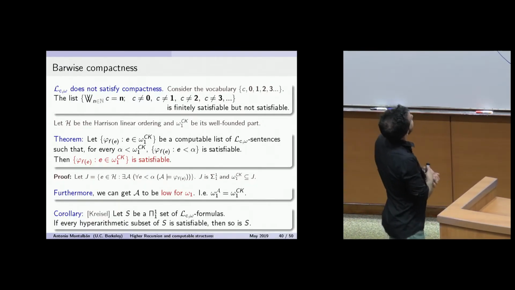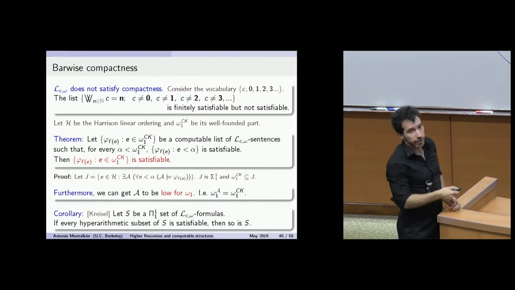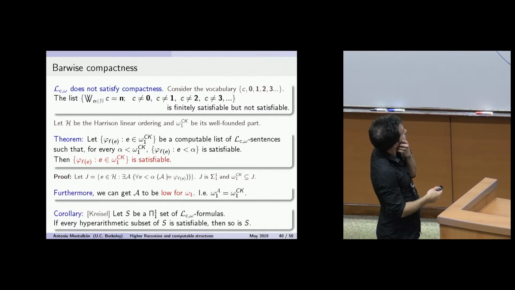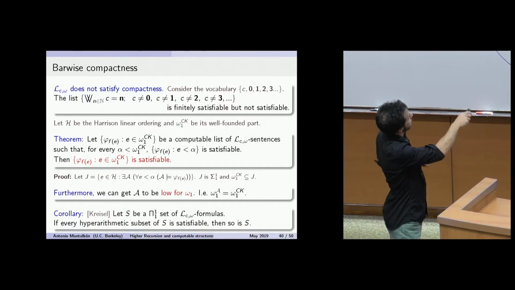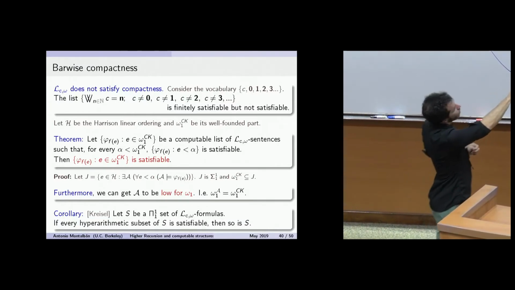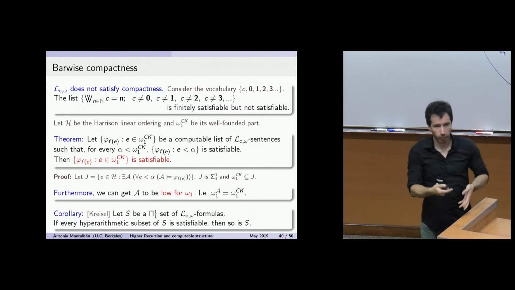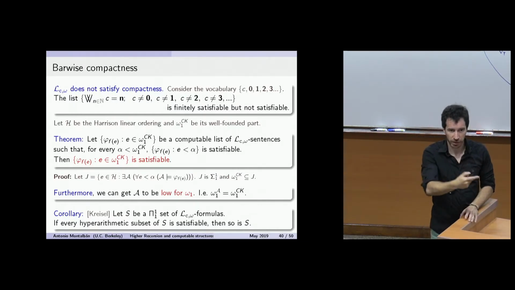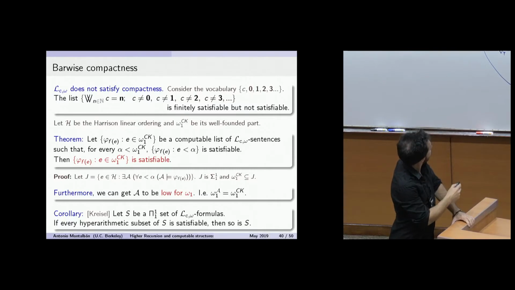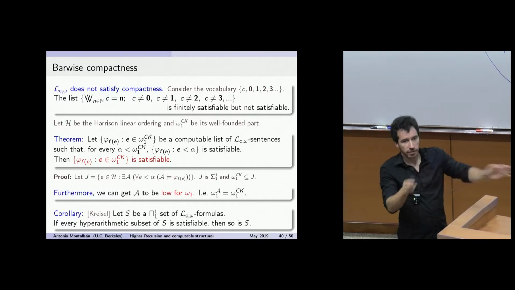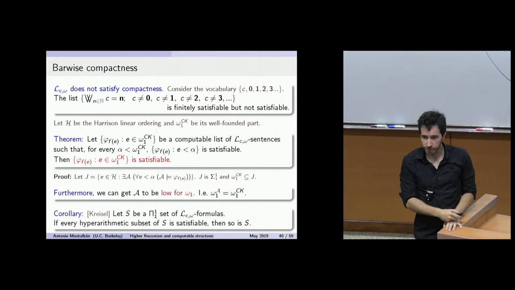Kreisel had a variation of Barwise compactness, which sounds pretty interesting. And I guess, well, okay, let me tell you what it is and then comment. So it says the following. Suppose you have a pi 1, 1 set of computable infinitary formulas. And by that I mean a pi 1, 1 set of indices for computable infinitary formulas. And suppose that every hyperarithmetic subset of S is satisfiable, then the whole of S is satisfiable.